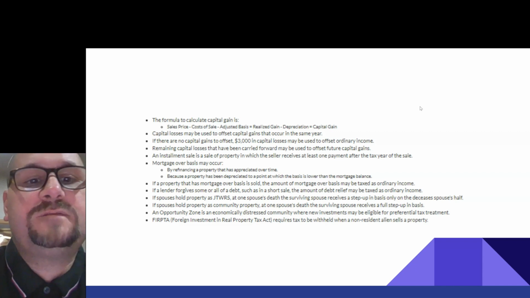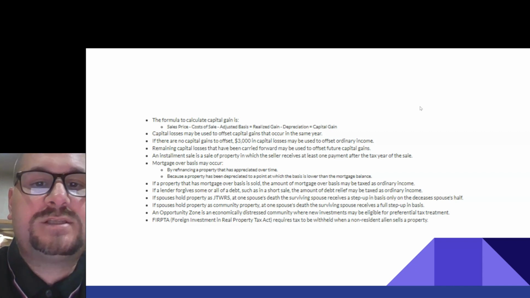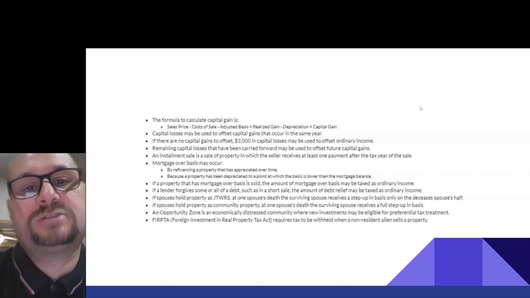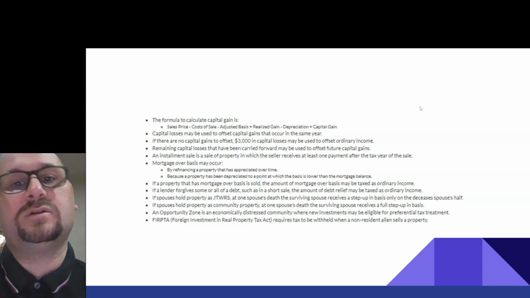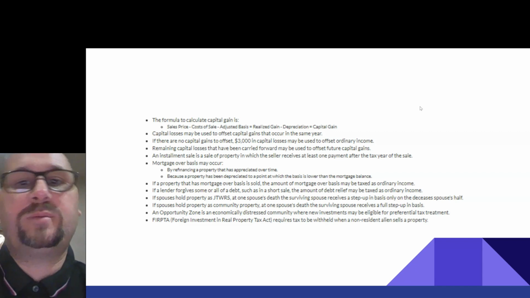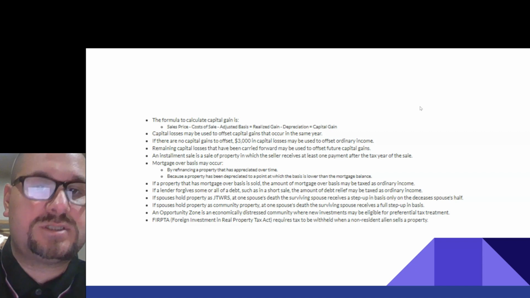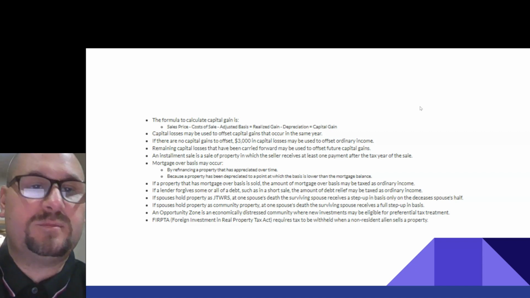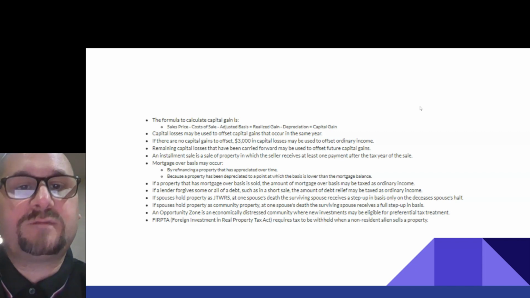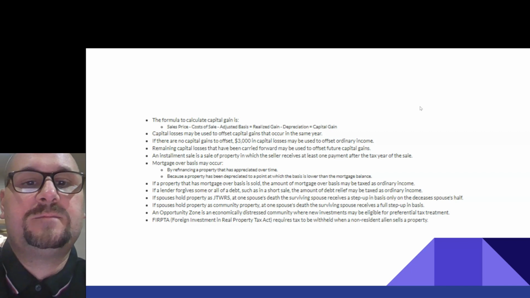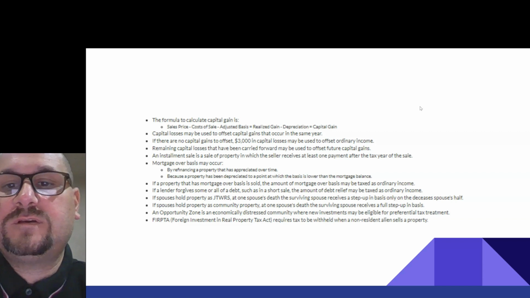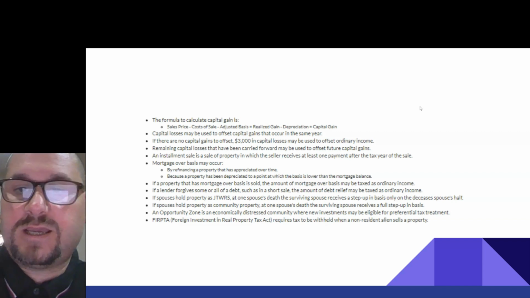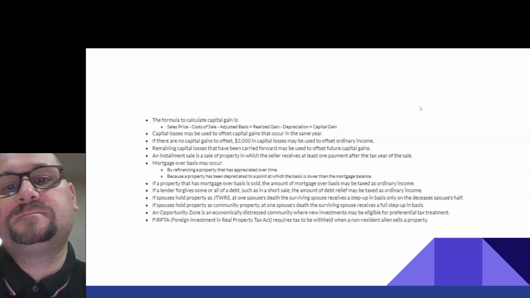If a lender forgives some or all of a debt, such as in a short sale, you have more debt than what the property is valued at. If you miss 3 payments, you go into foreclosure, so then they put on a short sale. Sometimes the bank accepts that. If a lender forgives some or all the debt, such as in a short sale, the amount of debt relief may be taxed as ordinary income.